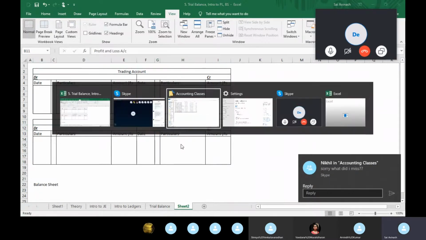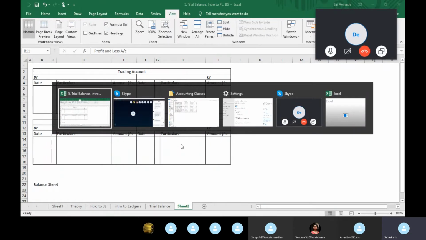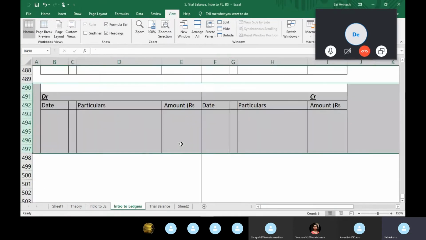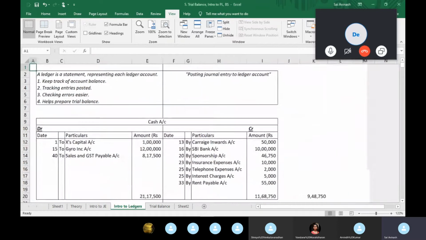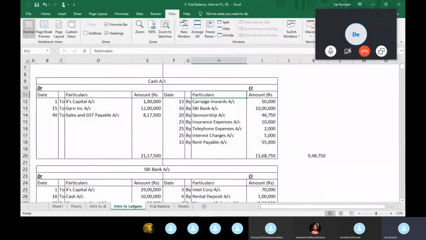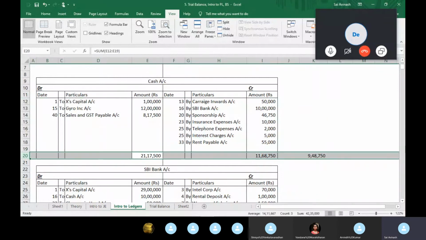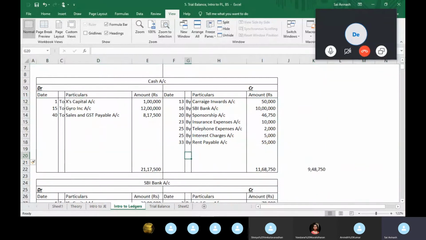Hey Nikhil, so I'll just give you a very quick, maybe 20-second recap, right? You had basically been requested to post all the journal entries. Once you're done with posting all the journal entries, you will go ahead and close each and every account. I covered how we close each and every account. You can maybe check out the YouTube video later once I post it.